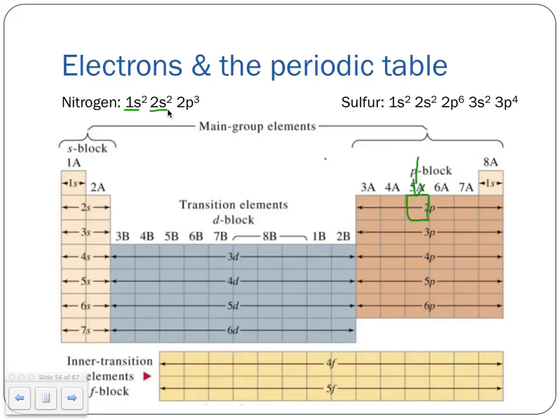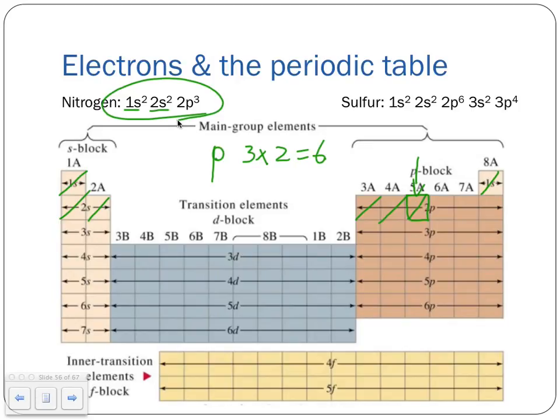Does the 2p have room for 3? Yes, it does, because p subshells, remember, have 3 orbitals. Each orbital holds 2 electrons, so we can hold a total of 6. So if we're doing nitrogen, we'd say 2 electrons in the 1s, 2 in the 2s, so it's 2s2, and then 2p3, so 1, 2, 3 gets us up to nitrogen. So this is the electron configuration of nitrogen.